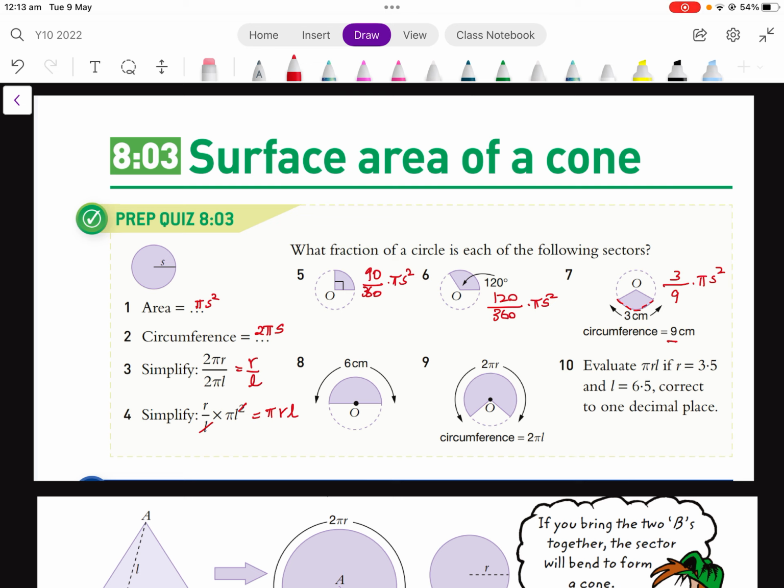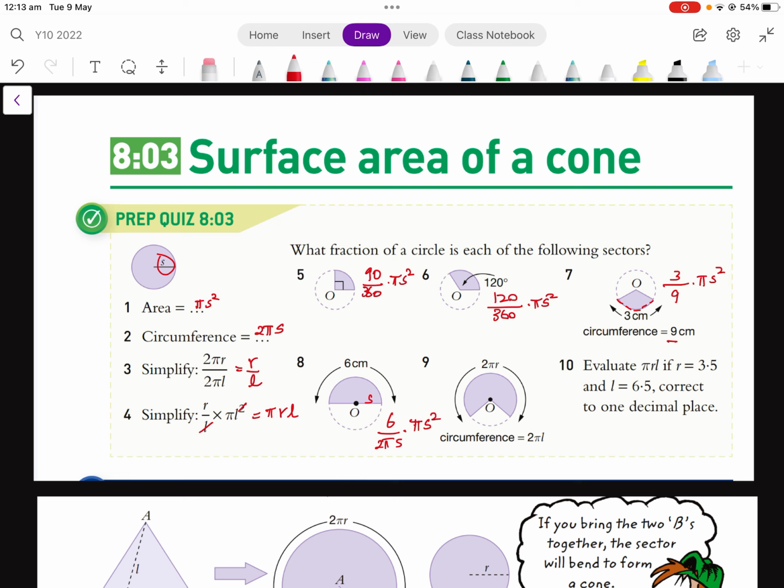Presuming that is still the radius s, or if I don't know the radius, then I'll have to simply use this s here. All right, number 8, I have 6 centimeters out of, I don't know the full circumference, so I will simply say 2 pi s, and the area of that whole circle is pi s square. Does that make sense? The whole circumference was given here as 9. In this case, I have 2 pi s, s being the radius.